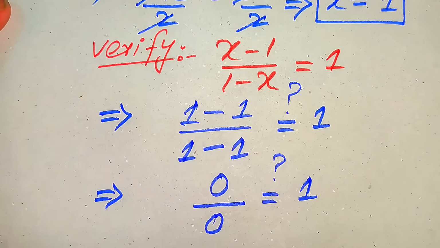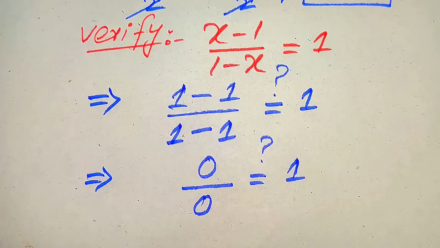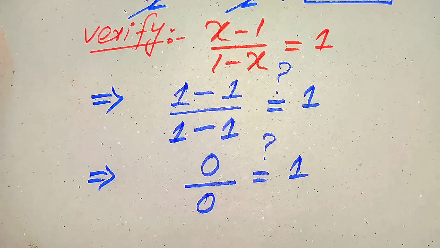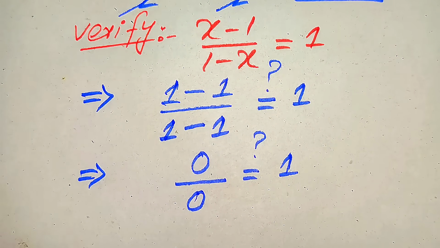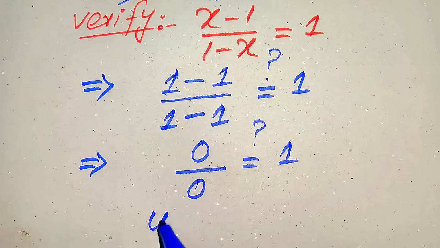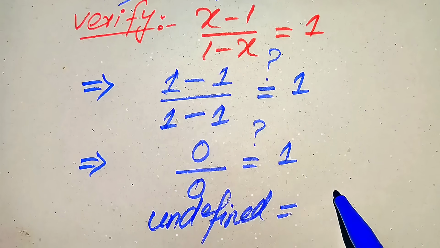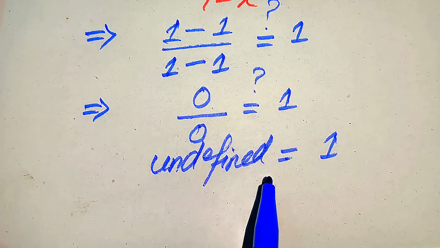So here I can just ask you a question, 0 over 0 is equal to what? So 0 by 0 is called the indeterminate form. It means that 0 over 0 is not solvable. Its answer will be undefined. Okay, so it is undefined, and you see here if this undefined is equal to 1, you clearly see that both of these values are not equal.